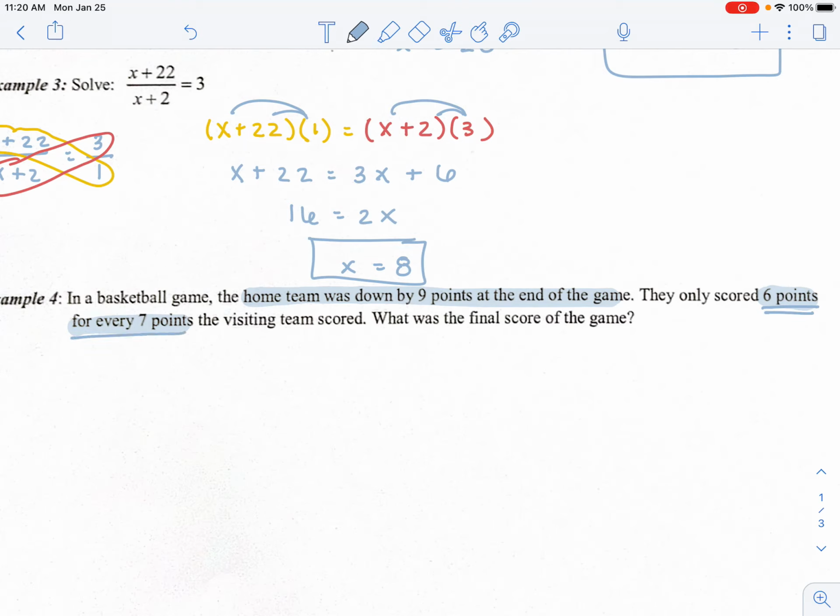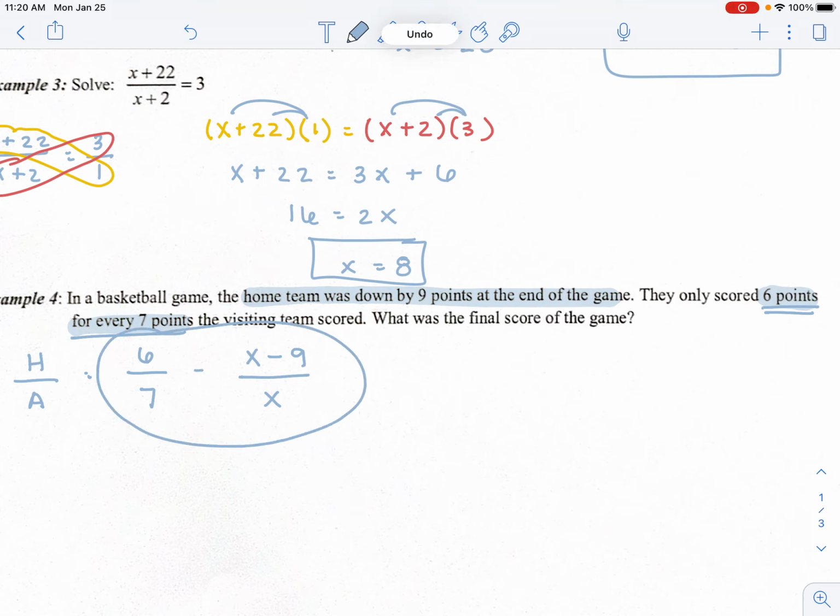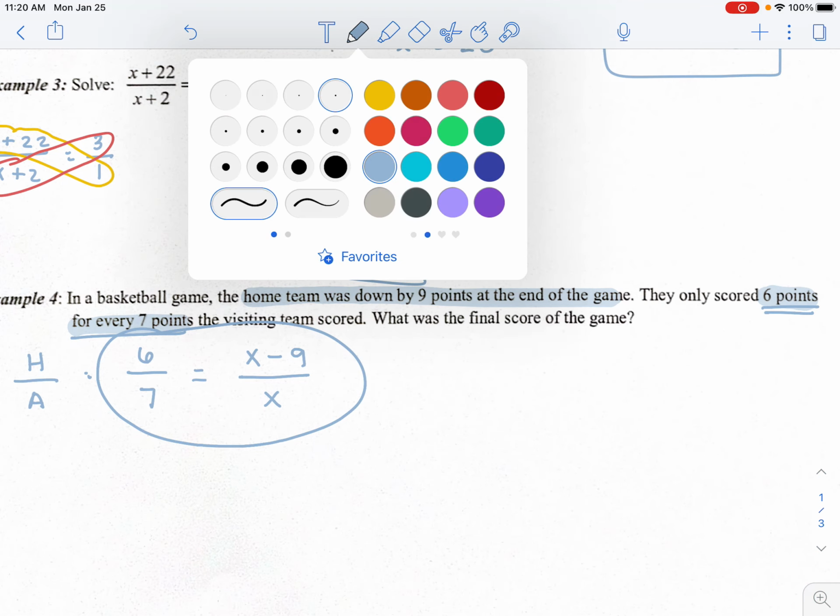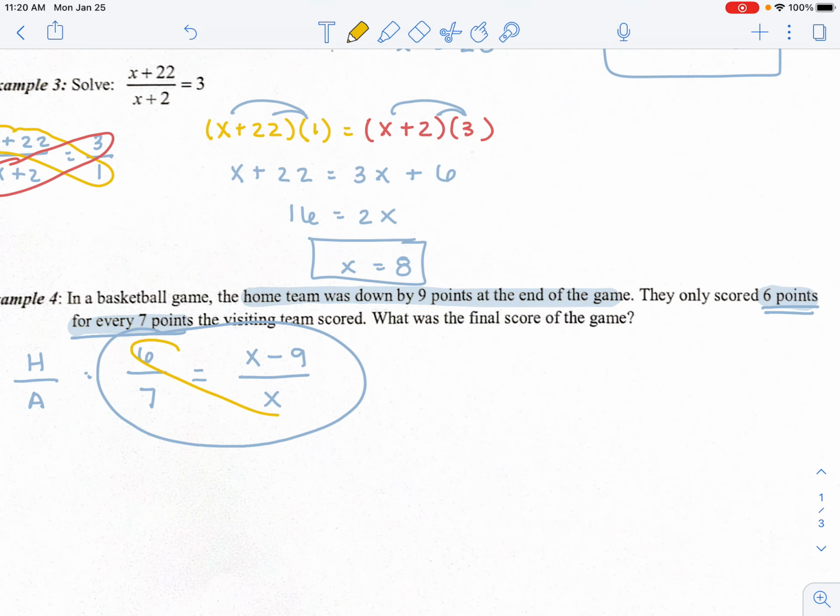So think of the initial thing they give us. The initial ratio they give us is 6 to 7. So for the home team compared to the away team, we scored 6 points for every 7 points they scored. And they give us more information. We know that the home team was down by 9 points, so we were down by 9 points compared to the away team's score. Once we have that, we're going to set these equal, and this is the problem that we are going to solve. And how we're going to solve it is with cross multiplying.